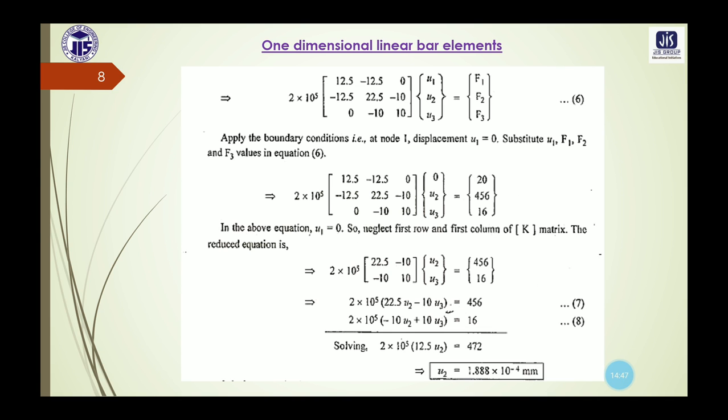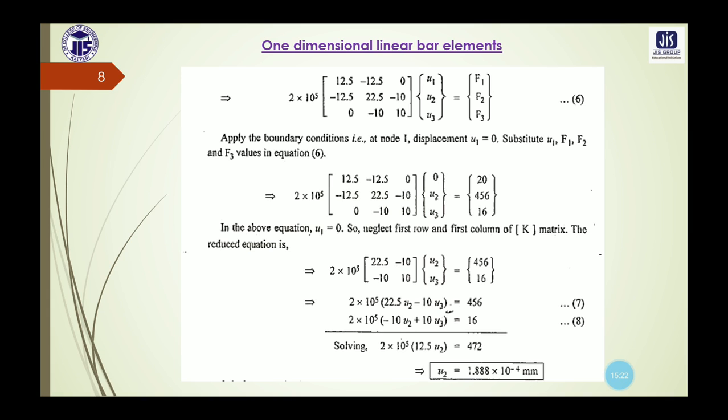So that means we are getting this equation: 2 into 10 to the power 5 multiplied by a 3 by 3 matrix, then the column matrix of the nodal displacements where u1 is 0. This is equal to the global force vector matrix, where the values we have calculated already. Now as the value of u1 is 0, we can neglect the first row and first column of the k matrix, the stiffness matrix. So that means the reduced equation we can write here.